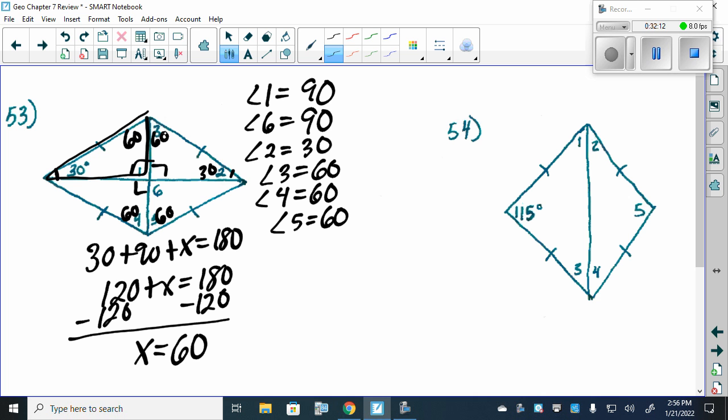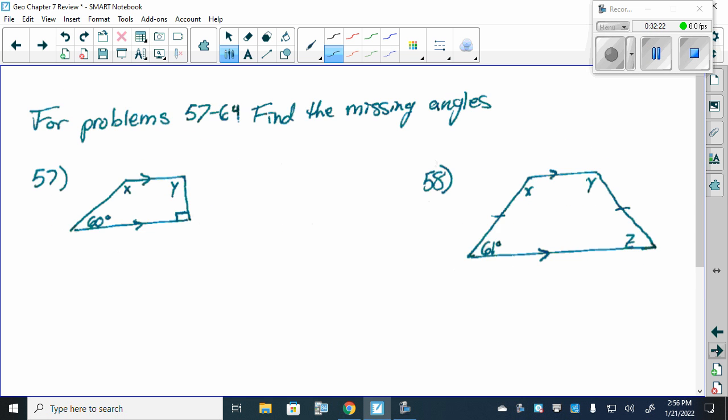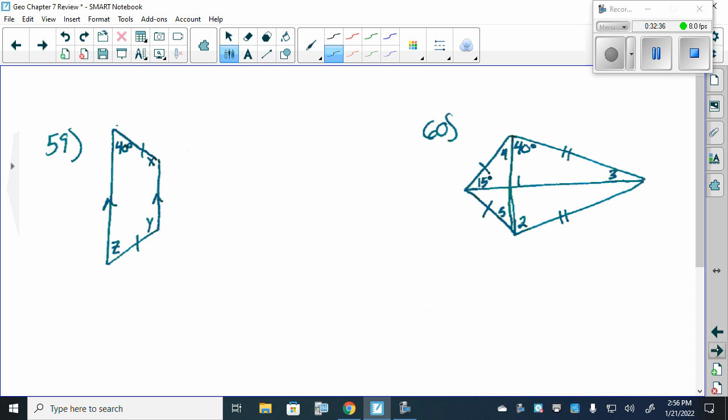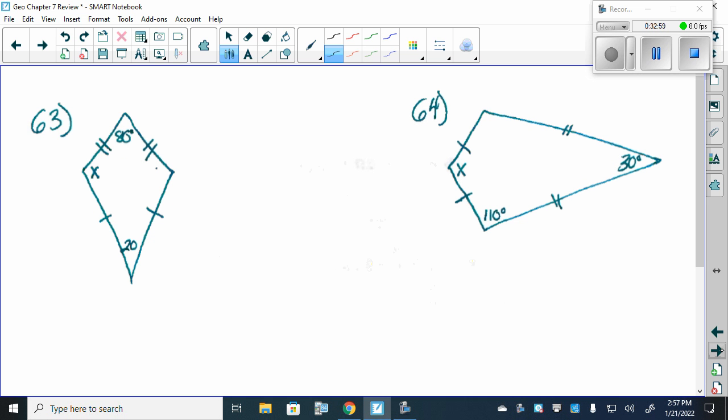Any other questions on 53? Questions on 54? Questions on 55 or 56? Questions on 57 or 58? Because the base angles in an isosceles trapezoid are congruent, and the ones between the bases are supplementary. Questions on 59 or 60? Questions on 61 or 62? Questions on 63 or 64?